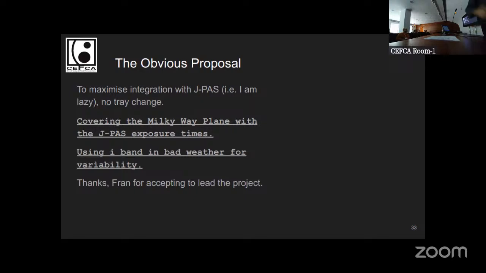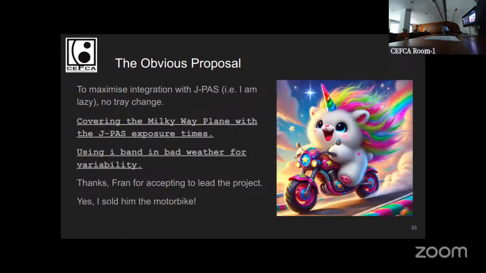Fran has kindly agreed to lead the project. This was Fran's agreement yesterday.